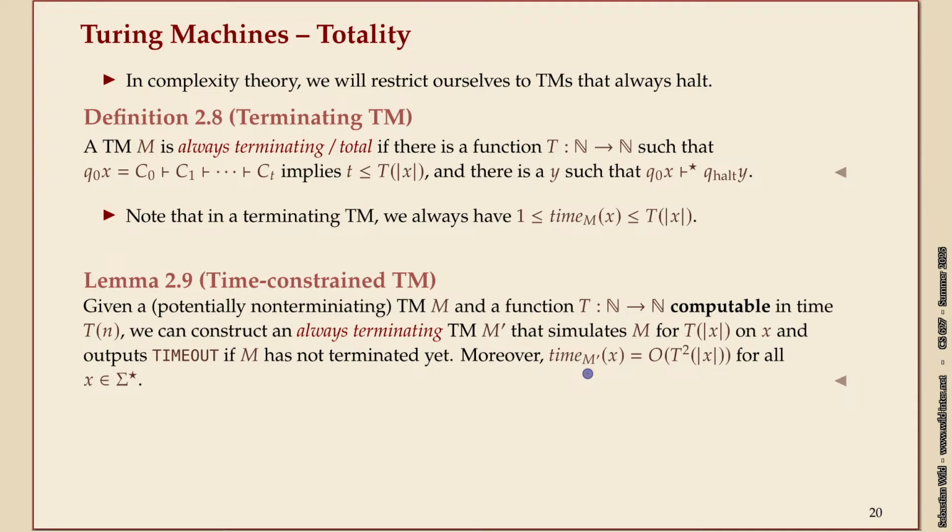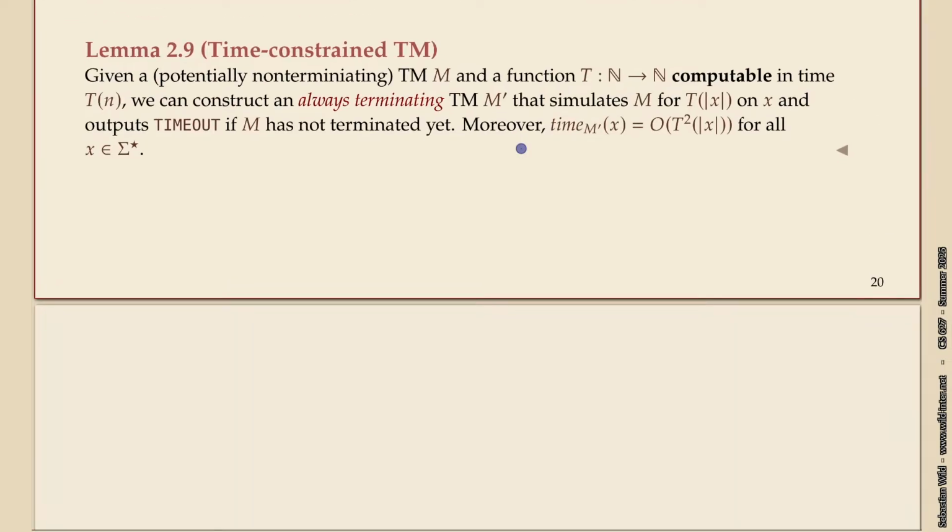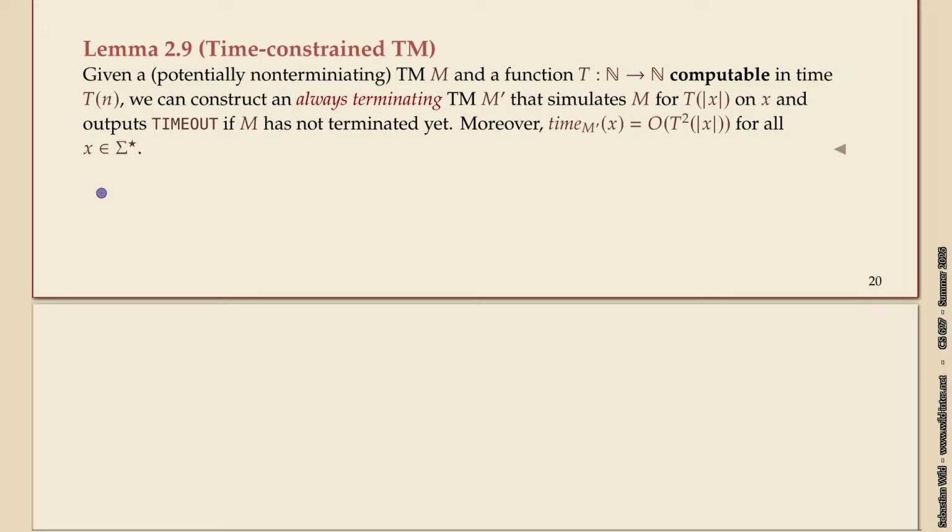And you can also bound how long it takes for this machine M prime to do so. Again, we have this squaring of the time that we want. I don't want to do a formal proof of this, but the idea of how to build this M prime is that M prime first computes this function of the input size. So that's where the mild side condition comes into the game. There must be another Turing machine that computes this function t for us, and in a reasonable time.